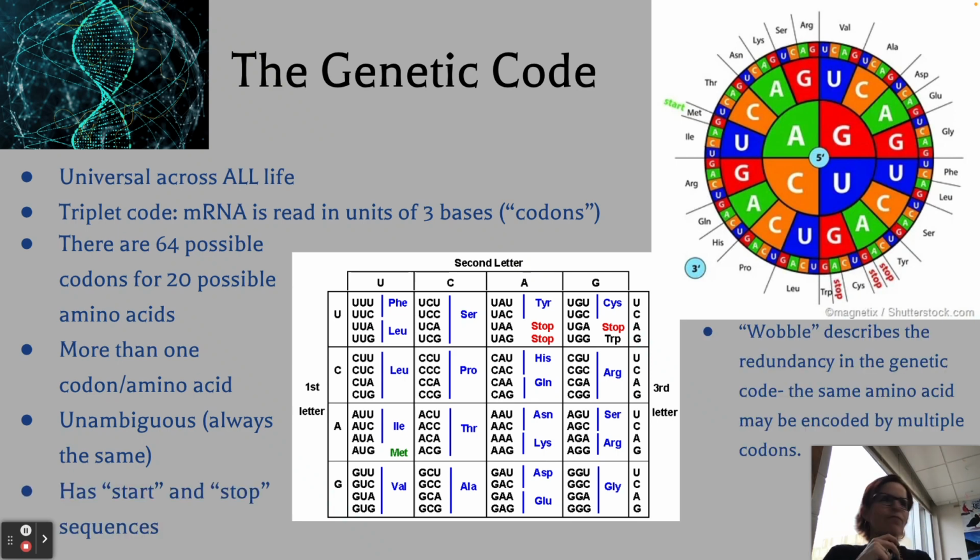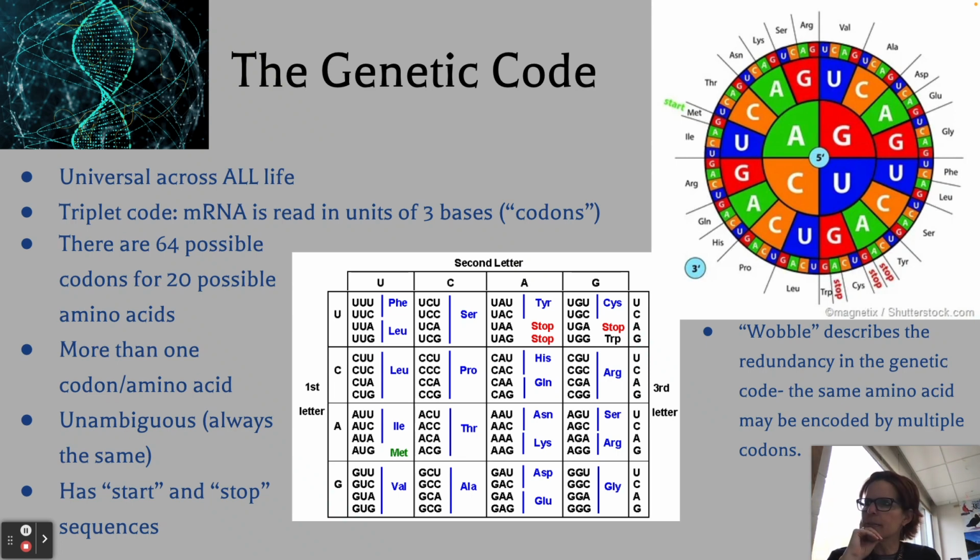It's got a funny word. It's wobble. That's wobble. And that's nope. So wobble describes the redundancy in the genetic code. The same amino acid may be encoded by multiple codons. The third letter is actually the important letter. The first two letters are not important. It's the third letter that determines which amino acid it is.